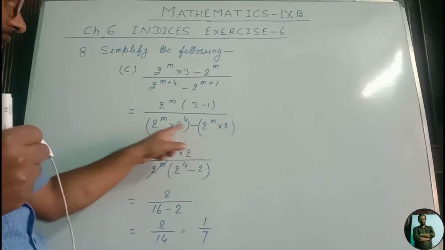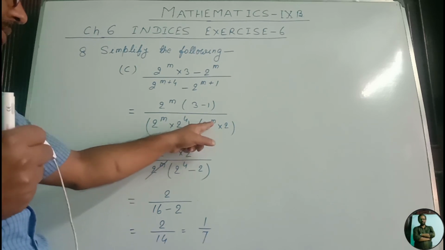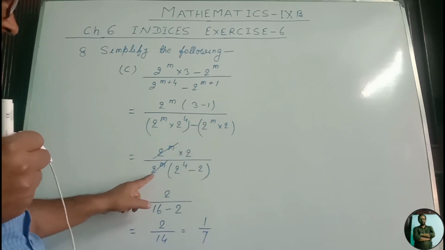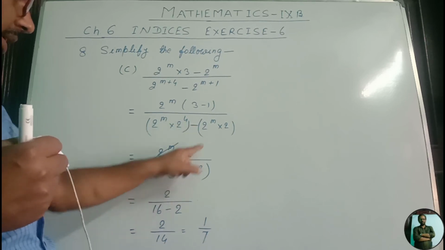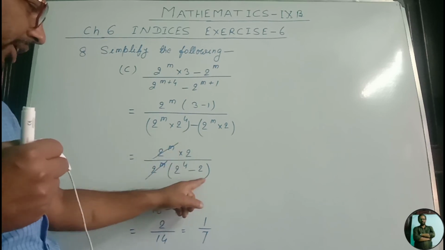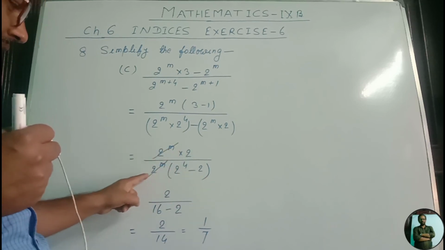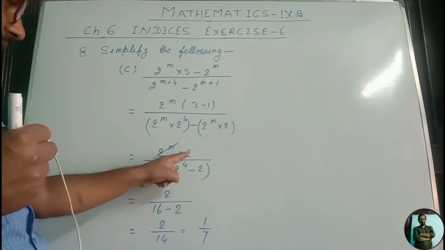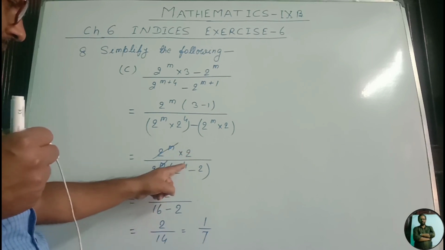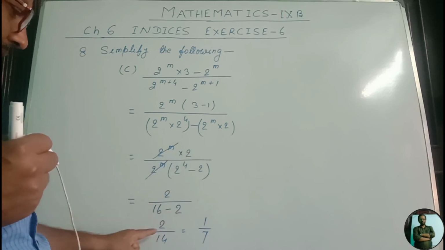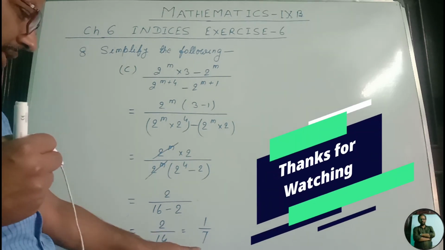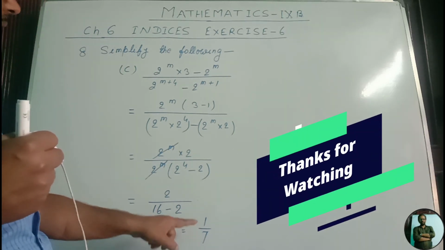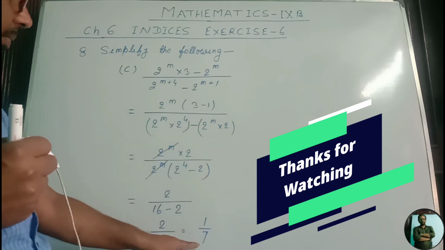So from this, here is 2 to the power m, here is also 2 to the power m. So I have taken 2 to the power m common, and what is left? Here 2 to the power 4 is left, minus, and here only 2 is left. I wrote inside the bracket. So this 2 to the power m and 2 to the power m cancelled. What is left? 2 by 2 to the power 4 means 16, minus 2. So it became 2 by 14, and the simplest form of 2 by 14 became equal to 1 by 7. So the answer of this given expression became 1 by 7.